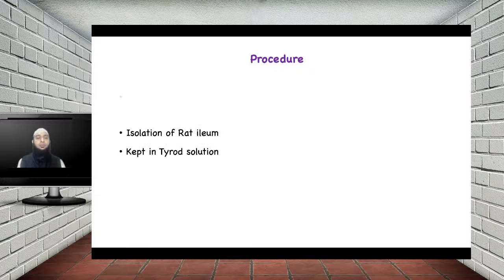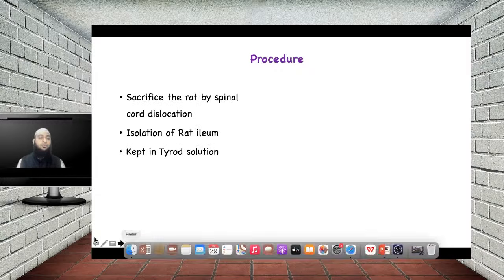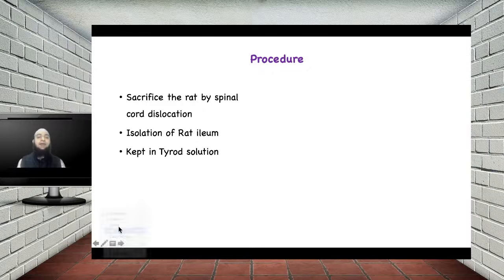As a part of the procedure, the first thing you need to do is sacrifice the rat by spinal cord dislocation. You put your thumb on the head of the rat and stretch the tail so that the animal can be killed without pain. It is one of the methods of painless killing of the animal. You do not mention killing, but use the appropriate word: you are sacrificing the rat by spinal cord dislocation.